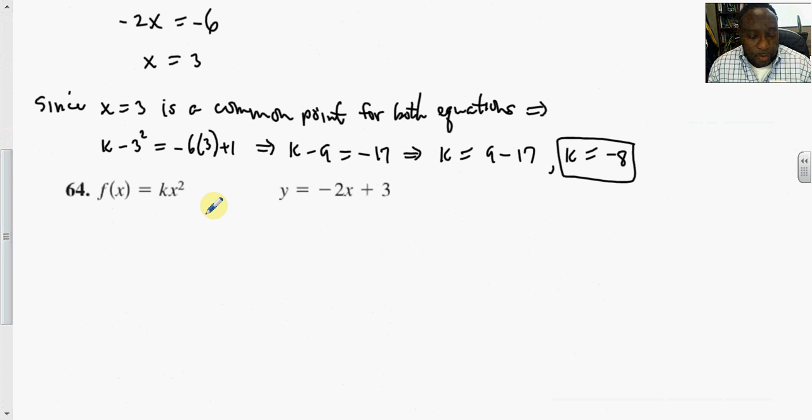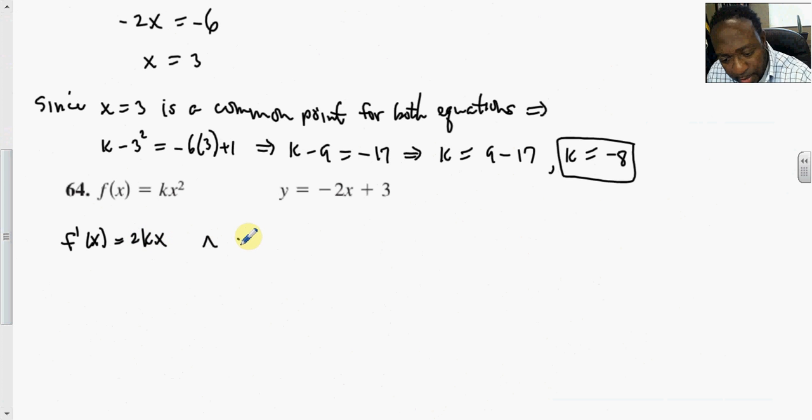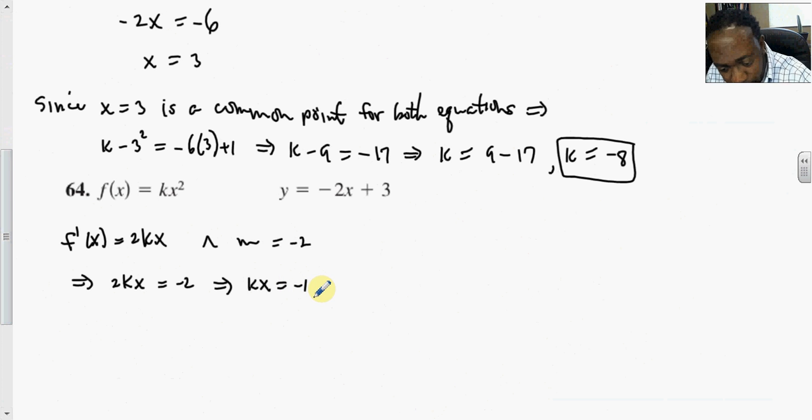Number 64, we do the same thing. So here we find the derivative for the function. So this is 2kx, and over here m is equal to -2. We set them both equal, and then it kind of gives us a bit of a challenge. So this implies that 2kx is equal to -2. Well, the only thing that we can do for this guy is to look at this and say that k times x is equal to -1.